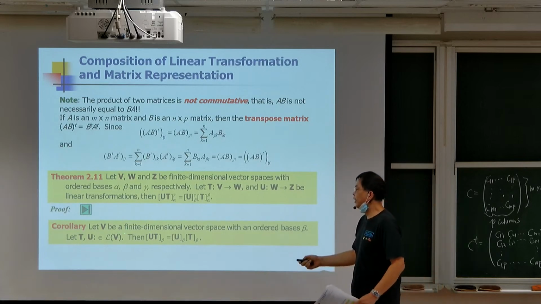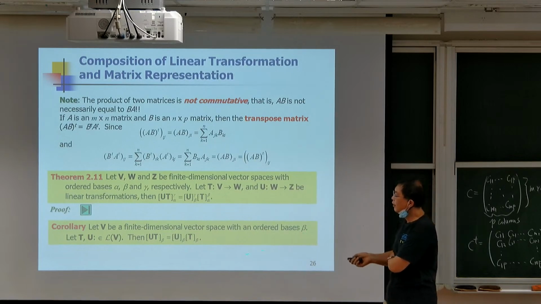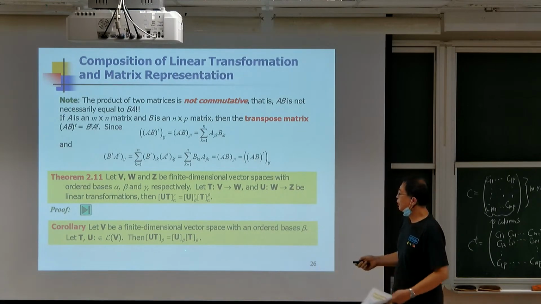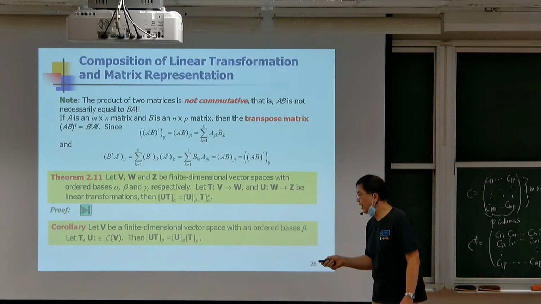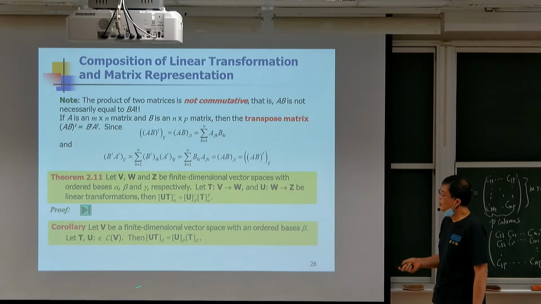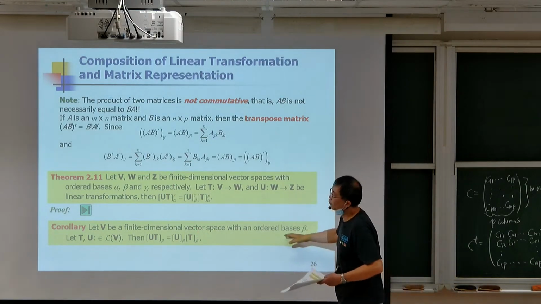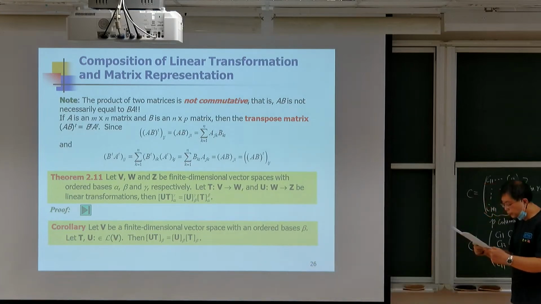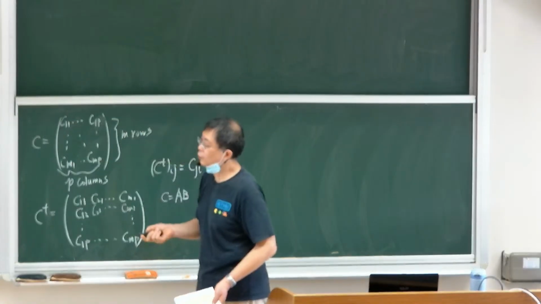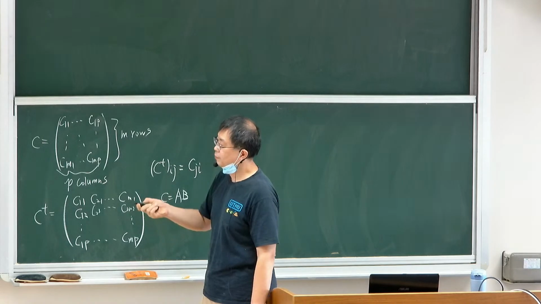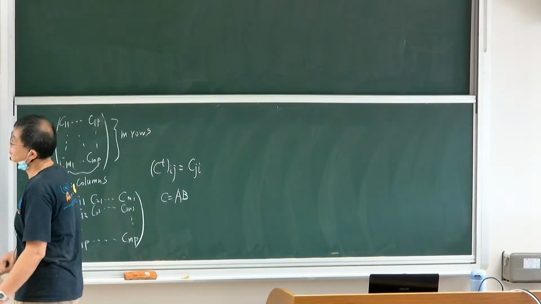And also, if V is a finite dimensional vector space with an ordered basis beta, and T and U are linear transformations on the same vector space, then the matrix of UT with respect to beta will be equal to the matrix of U with respect to beta times the matrix representation of T with respect to beta. So this is also very straightforward, and we are not going to prove it either, because it has already been discussed. This is a more general case, and that is a special case.